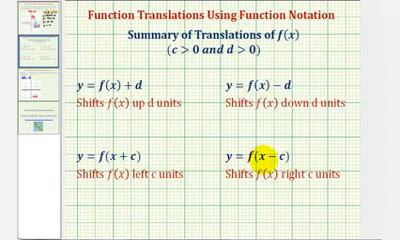And if we had y equals f of the quantity x minus c, notice here we're subtracting c from x, therefore we need larger values of x to have the same inputs as the basic function f of x. So by subtracting c here, the graph of f of x is actually shifted right c units.